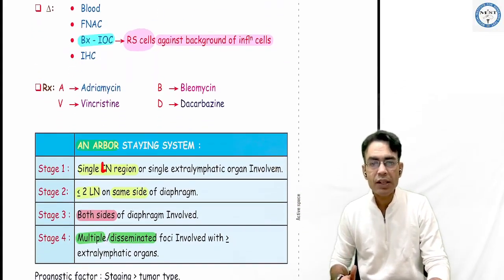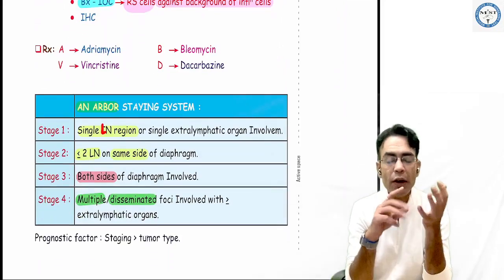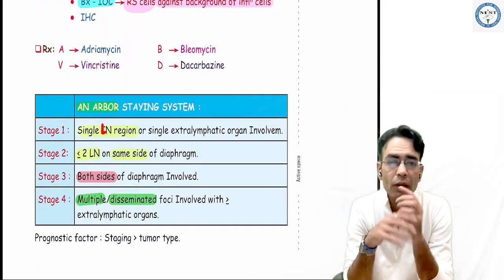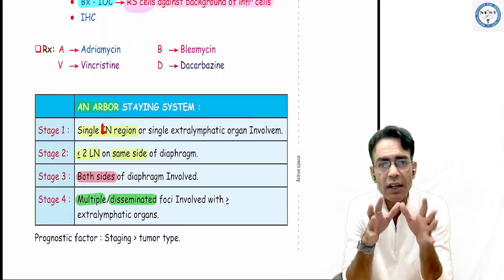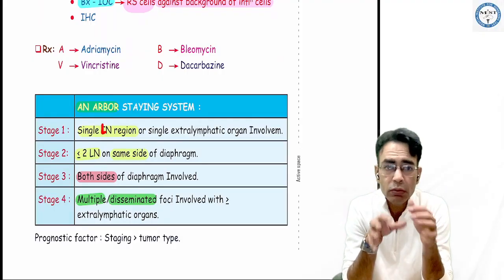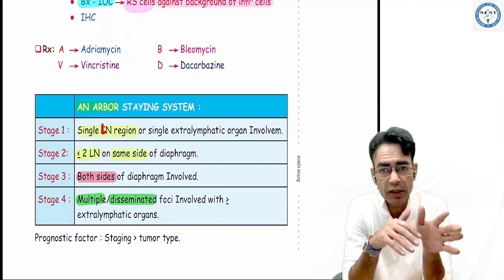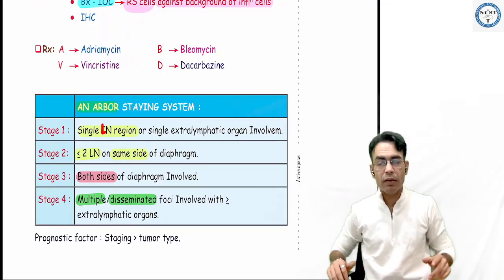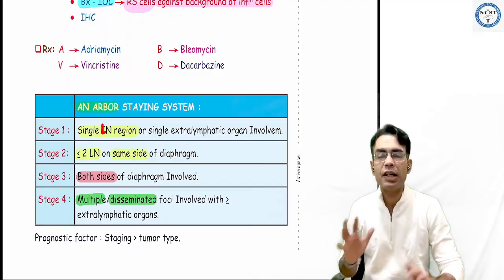Then you have Ann Arbor staging. In Ann Arbor staging, you have 4 stages. In stage 1, single lymph node involvement, or single extra lymphatic organ involvement, which is very rare. Okay. In stage 2, two or less than two lymph nodes, but on the same side. In stage 3, both sides of the diaphragm, and stage 4, anywhere. This is Ann Arbor staging you should learn.